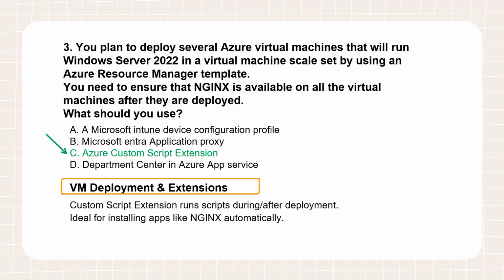To automatically provision software on every VM in a scale set, you use the Azure Custom Script extension. It allows you to run scripts, such as installing Nginx, at deployment time. Intune and application proxy aren't relevant to VM configuration, and app service settings only apply to PaaS web apps. Correct answer is C.